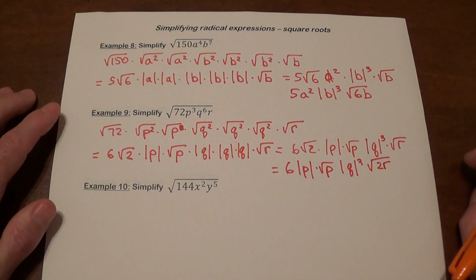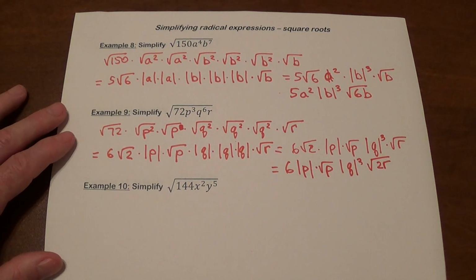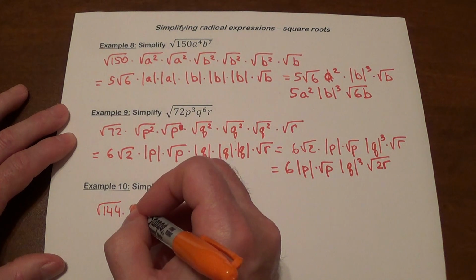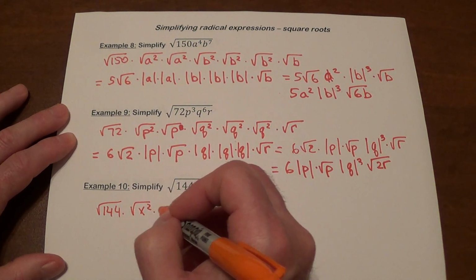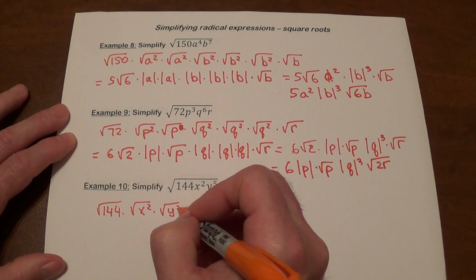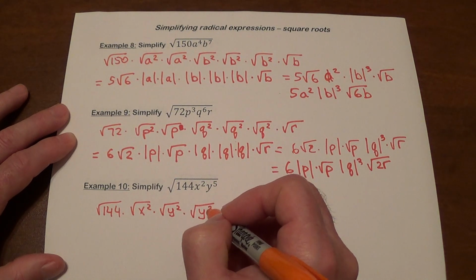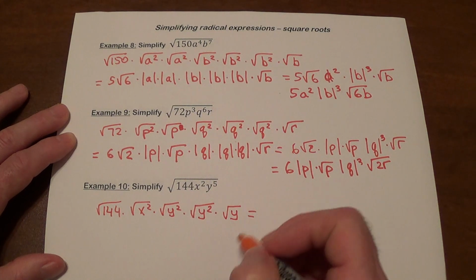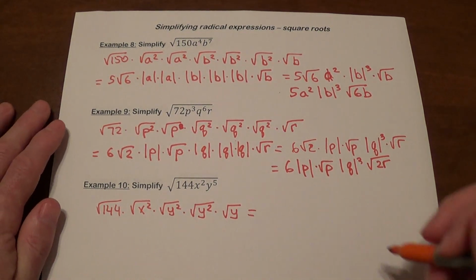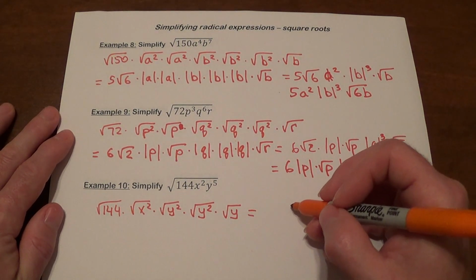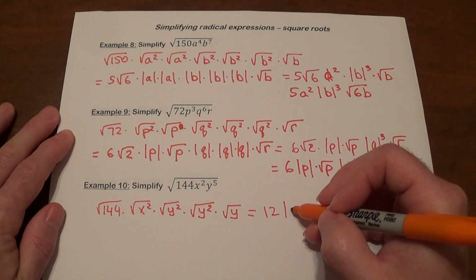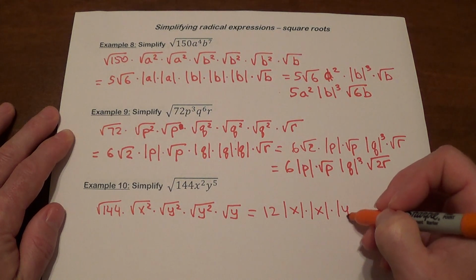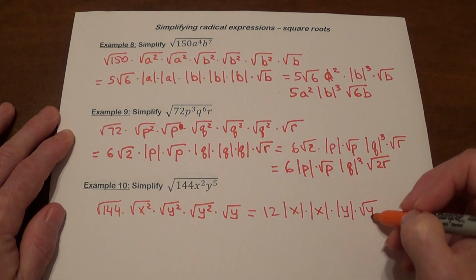Square root of 144x squared y to the fifth. It's going to be the square root of 144 times the square root of x squared times the square root of y squared times the square root of y squared times the square root of y. 144 is a perfect square, so it's going to give us 12 times the absolute value of x times the absolute value of x times the absolute value of y times the square root of y.